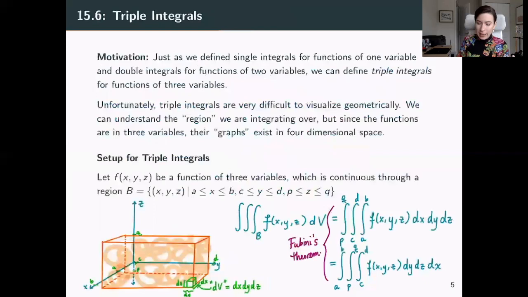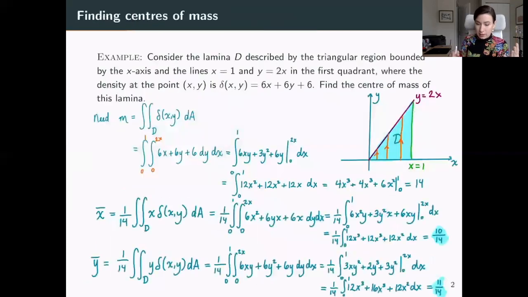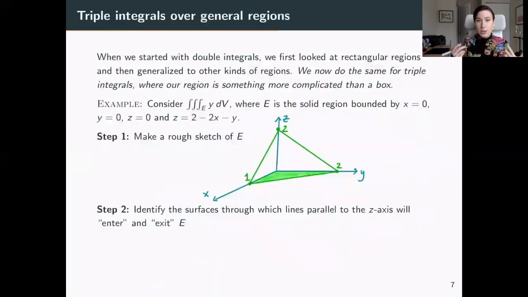Remember when we were looking at our double integrals, we wanted to think about, okay, my x's are varying for certain values, and then we would see how our y was varying. And these lines are what we now want to emulate, but in this three-dimensional surface. So here we can look at which lines parallel to the z-axis are going to enter and exit this region E. And I'm going to label that by some orange lines.